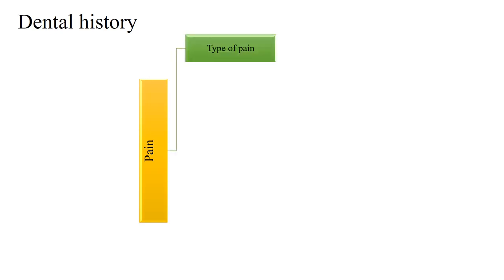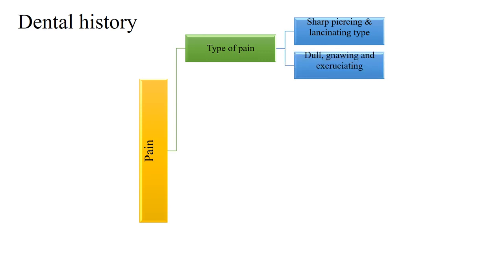One of the commonest reasons the patient comes to us is because of pain. Just pain cannot be a diagnosis, but the components of the pain, the presentation of the pain can help us in arriving at a diagnosis. For example, what is the type of pain? If the pain is sharp, piercing and lancinating type, it can be more because of an acute condition, while a dull, gnawing and excruciating pain can be because of chronic causes.